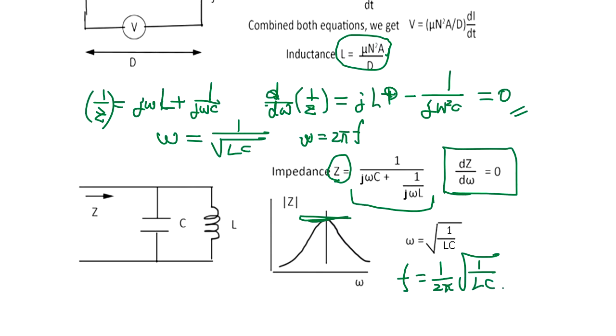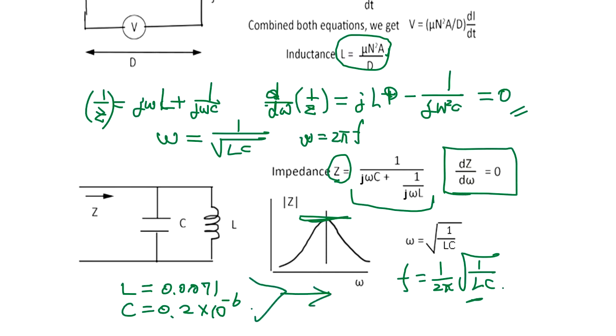Okay, so we plug in the L. L is something like 0.0071 or something. C is 0.2 microfarad. And you plug in this number, you can calculate. I think it's 4 point some kilohertz or something.